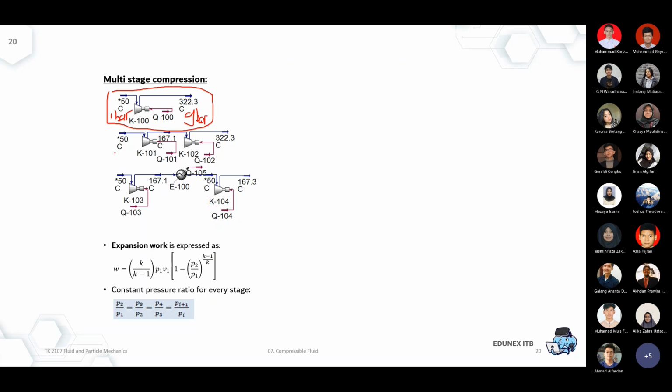This one is 1 bar into 3 bar first stage, and then 3 to 9 bar second stage. And the last option is from 1 bar to 3 bar first stage, and then it's being cooled. That's called an intercooler.